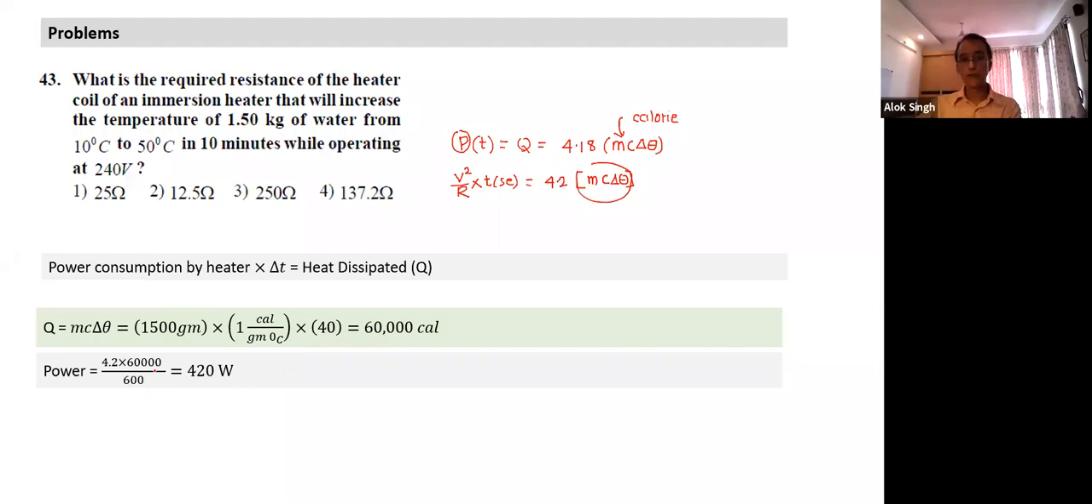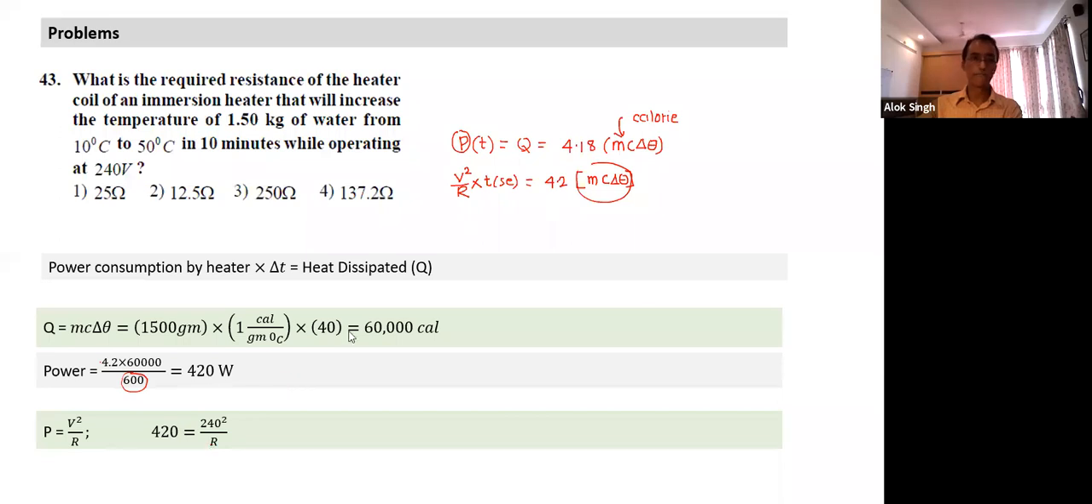So what is the power required? We convert calorie into joules divided by time. That's the power required. Time is 10 minutes. Power we equate to V square by R. We get the value of R. Okay.